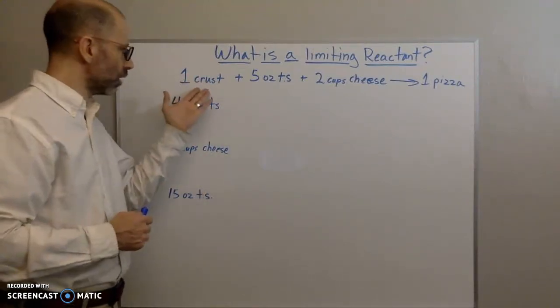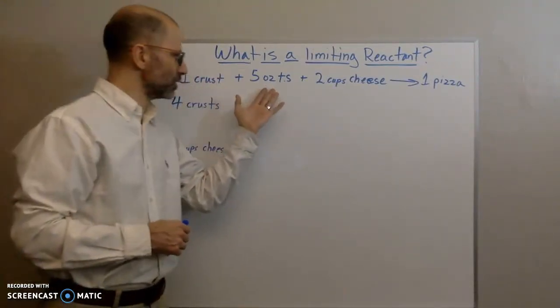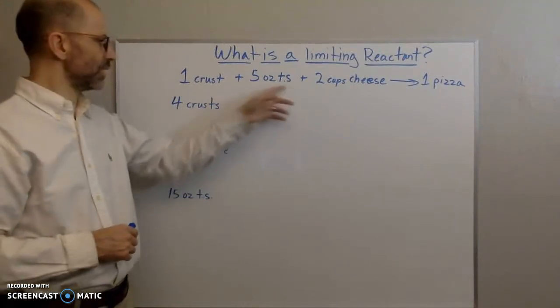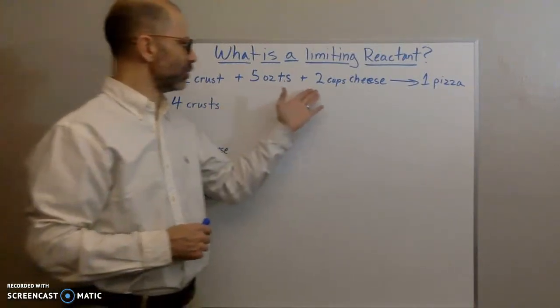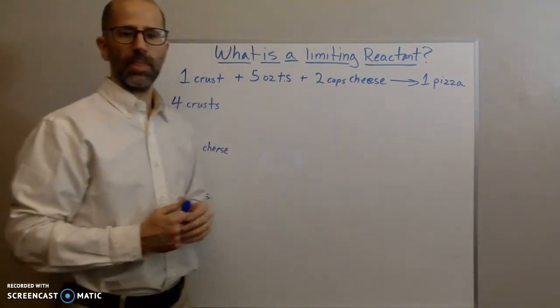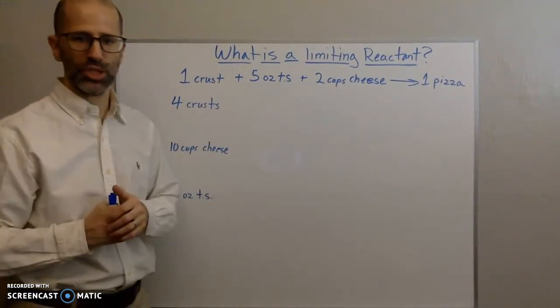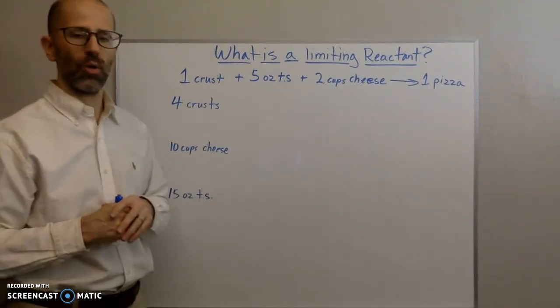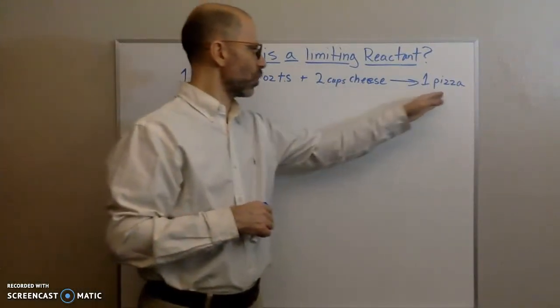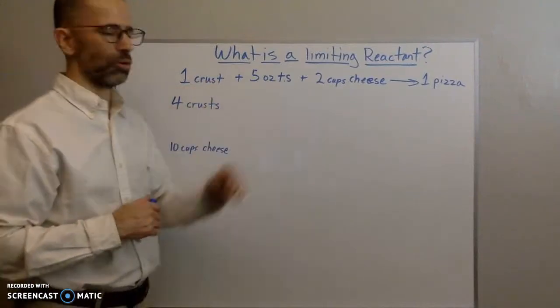you need one crust, 5 ounces of tomato sauce, TS for tomato sauce, and you need 2 cups of cheese. And let's say this is just a simple cheese pizza, nothing else is going to go on it. So you get one pizza from each of these ingredients.